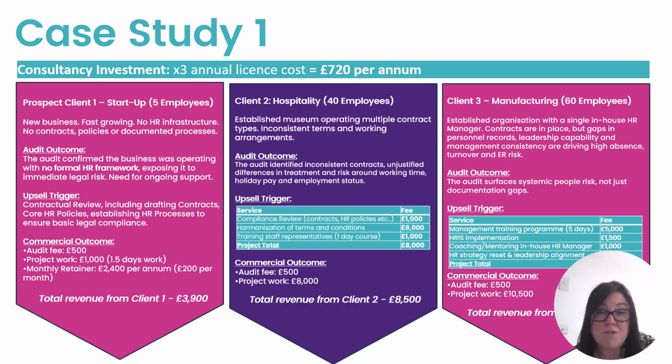You've got project work of roughly £1,000 with the compliance package, and then the opportunity to upsell a monthly retainer as part of that as well. So total revenue potential for that client, £3,900. We move on to client number 2.